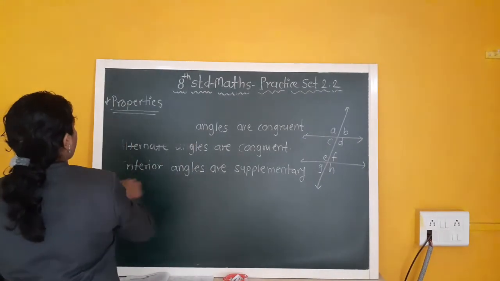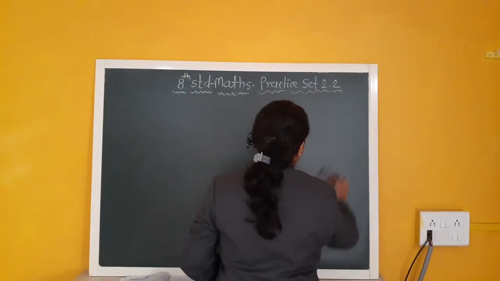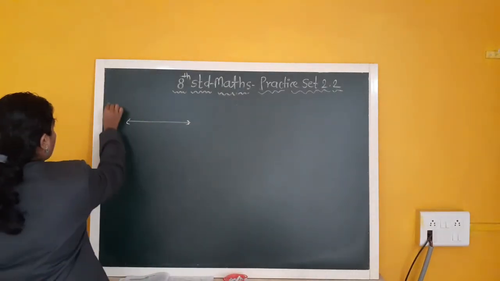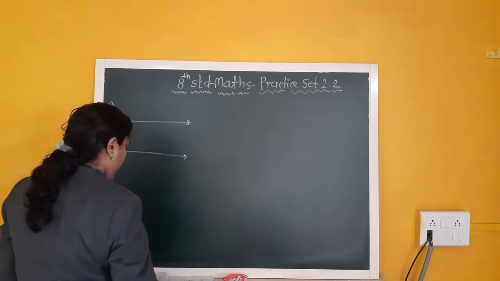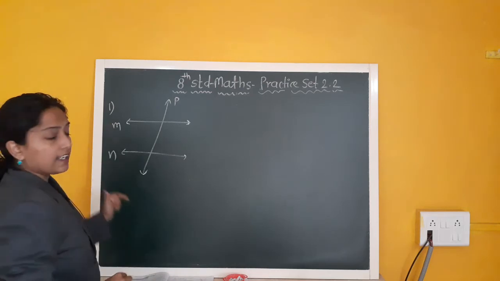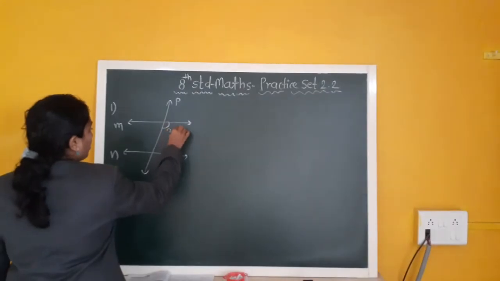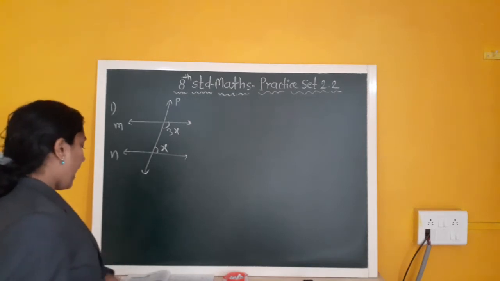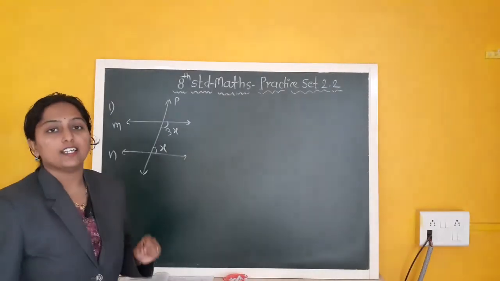So the first example has one diagram. In the first question, there are two lines M and N, and P is the transversal. M and N are the two parallel lines and P is the transversal. Two angles are given. One angle is 3x and another angle is x. And we have to find the value of x here.